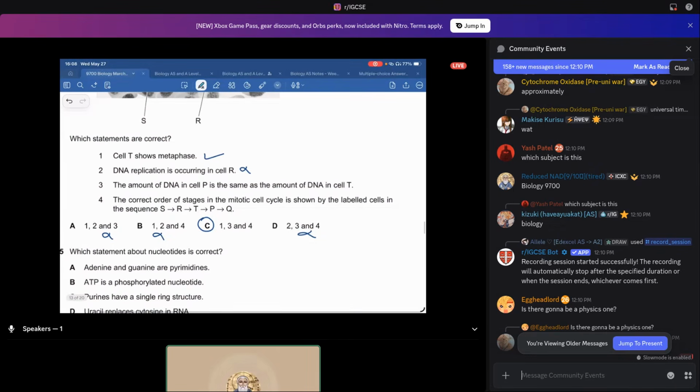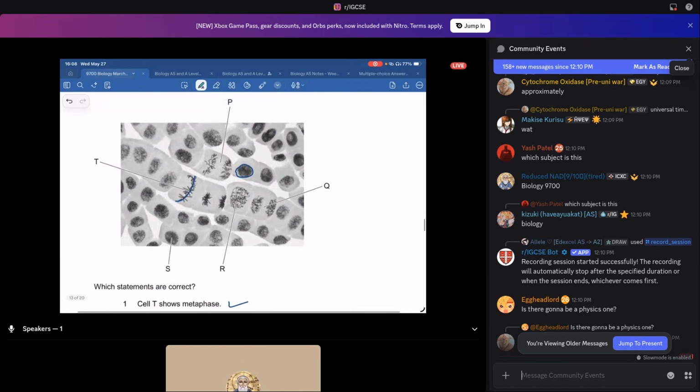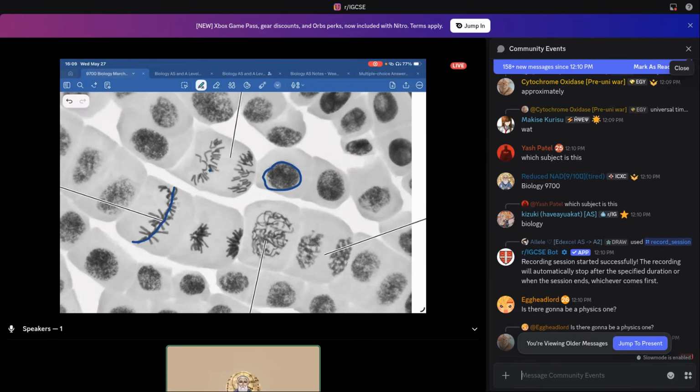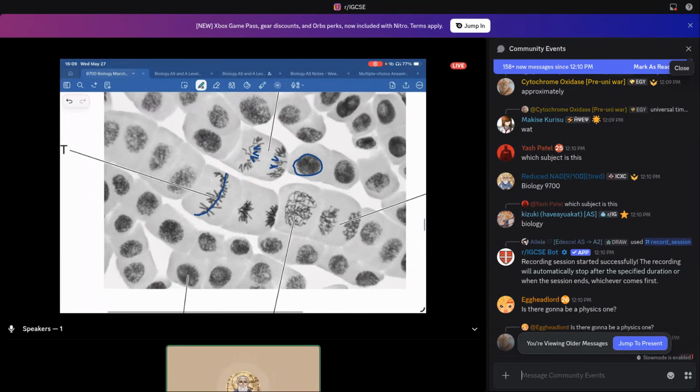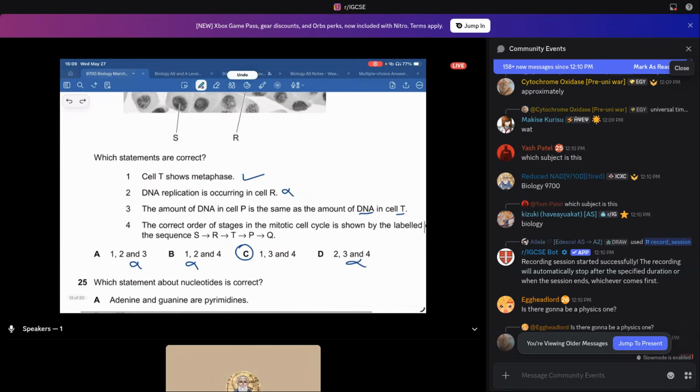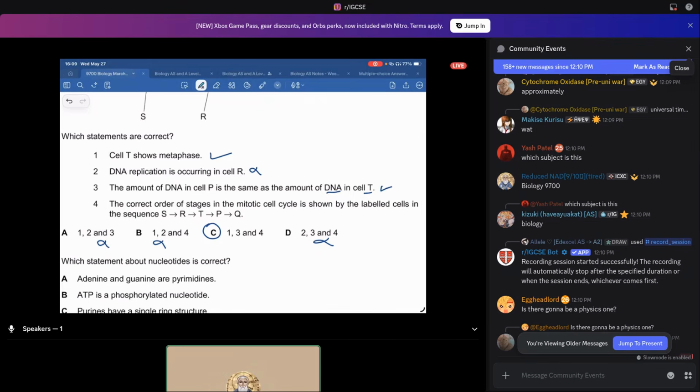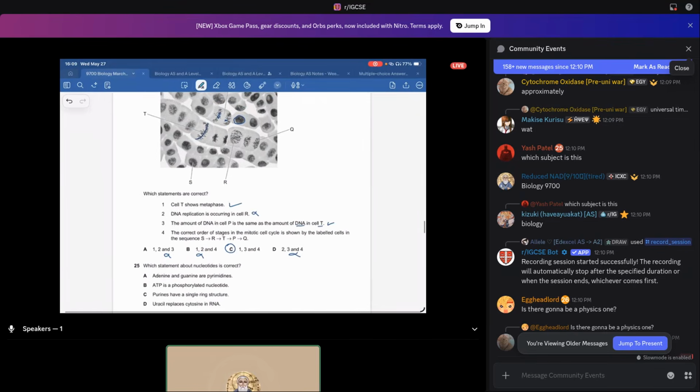Let's read the other statements just in case. The amount of DNA in cell P is the same as the amount of DNA in cell T. The only time the amount of DNA changes is before and after S phase. Now, since P is in anaphase, notice the clear V pattern of the chromosomes, and cell T is in metaphase. Both after S phase, they have the same amount of DNA. So again, 3 is right, and our answer is still C.